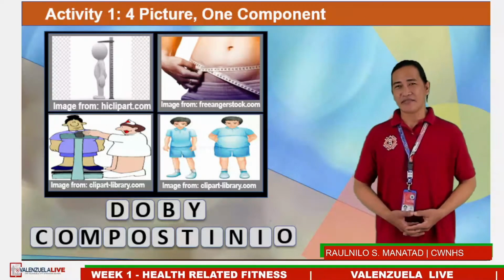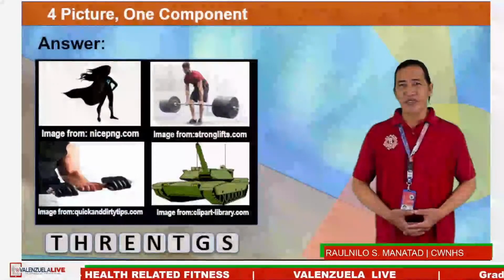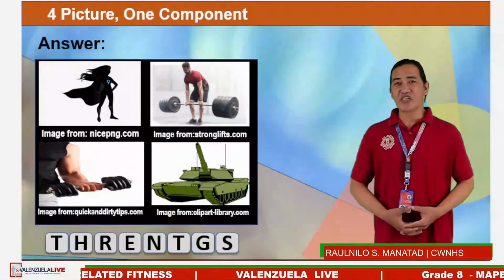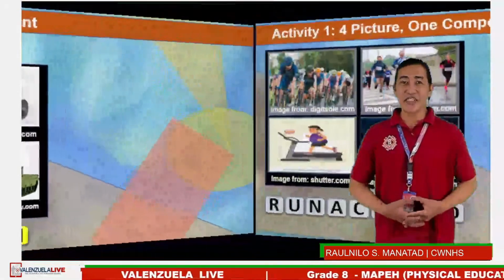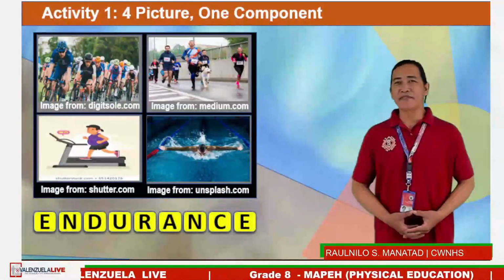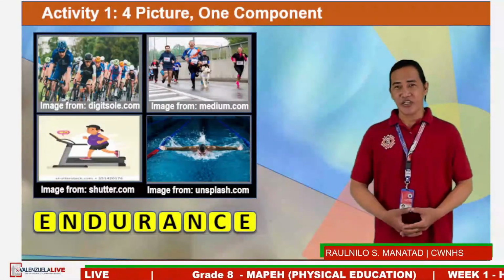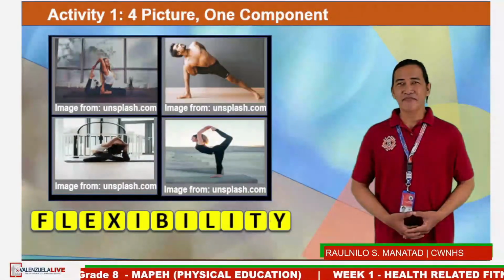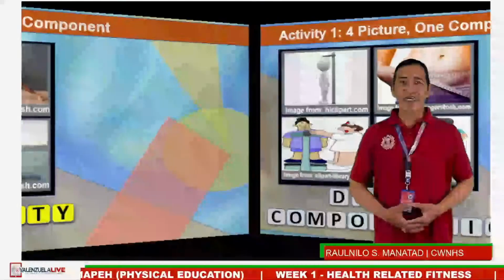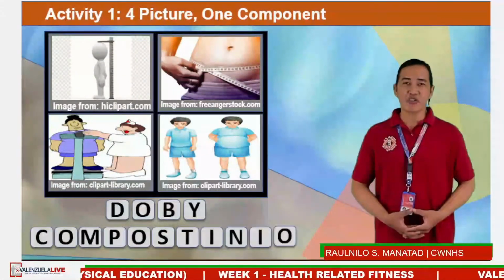You got it right. The first one is strength. The second is endurance. The third is flexibility. And the fourth is body composition.